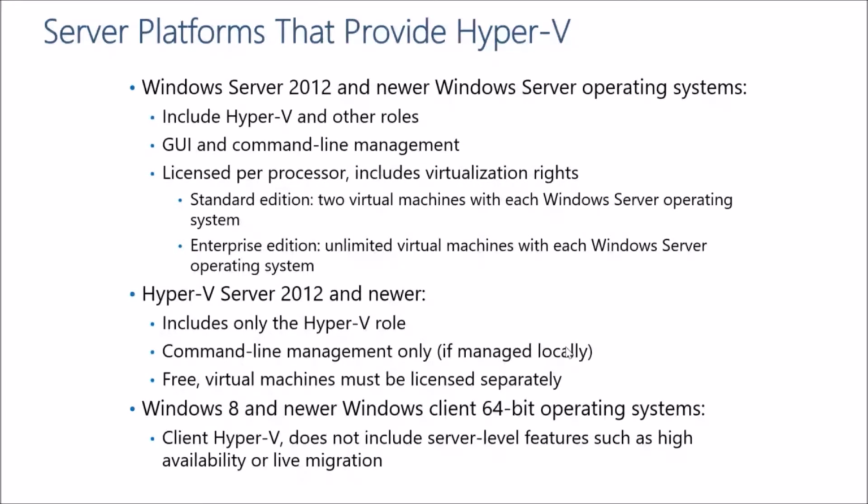Windows 8 and Windows 10, as we know, are 64-bit Windows client operating systems, and they come with Hyper-V as well. We can install Hyper-V on our Windows 10, but that's not the same Hyper-V. It's limited. It doesn't have high availability or live migration functions, and it's not a Type 1 hypervisor. It's a Type 2 hypervisor. If you remember, Type 1 was bare metal. Type 2 is hosted.